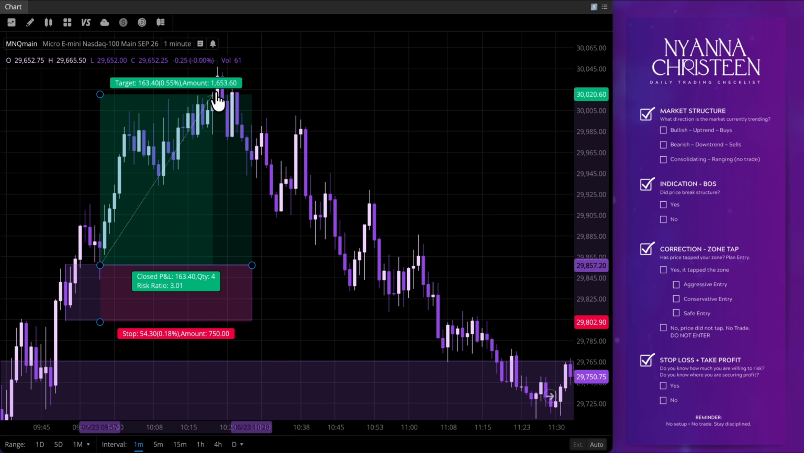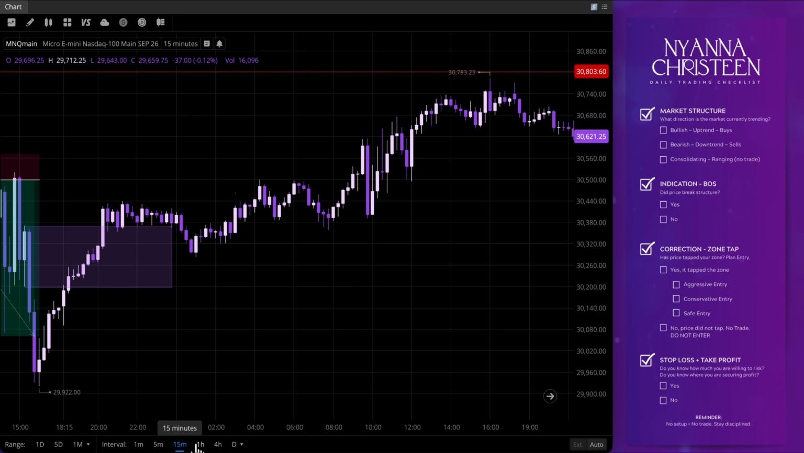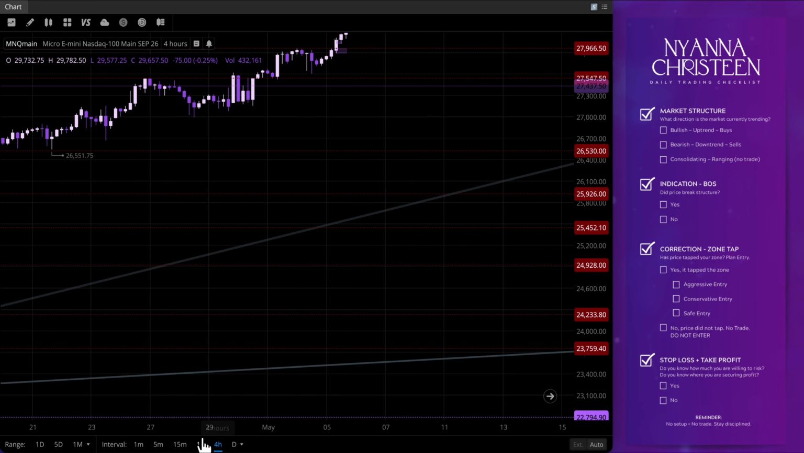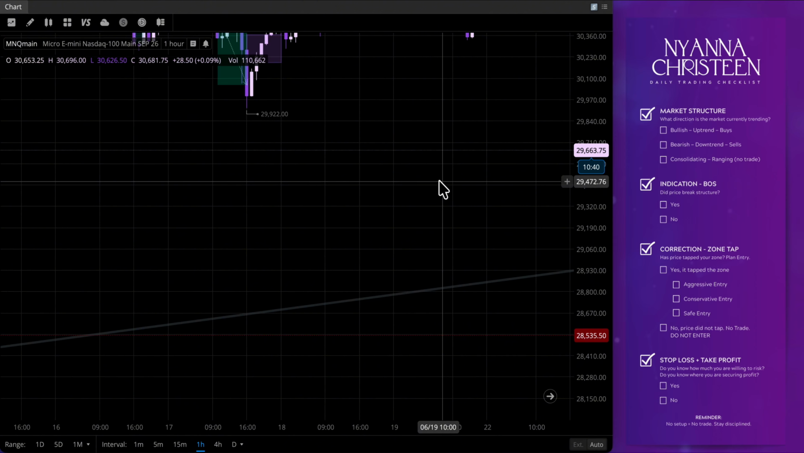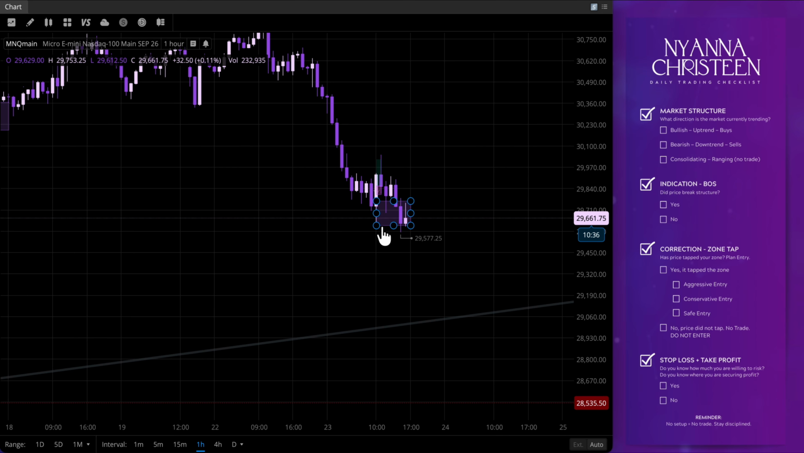Luckily, I got out when I did, because price did end up reversing, which I figured it would. I just didn't know where or when. So yeah, I caught a little one and then I'm out. But now price actually broke below that zone. So now this zone that I have is invalid, but that is a whole other trade for tomorrow. So we'll go over that tomorrow.